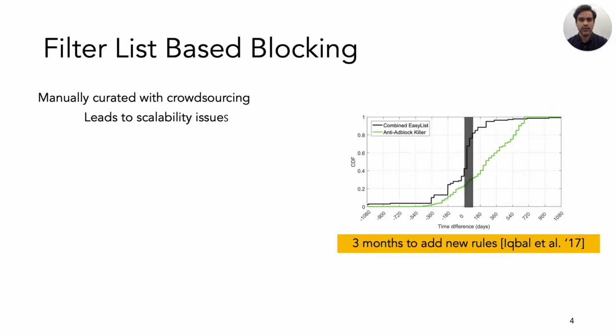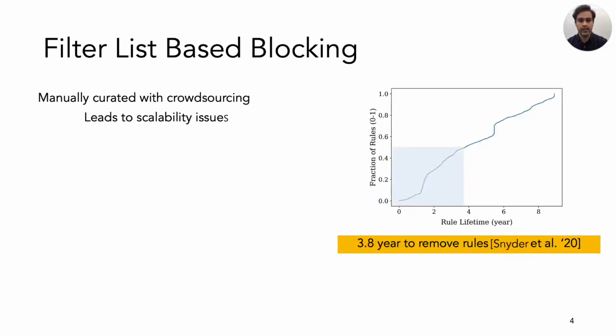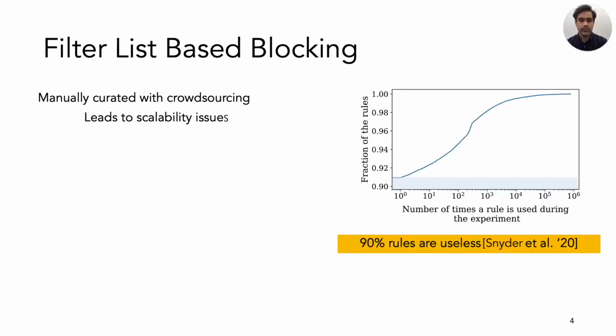Unfortunately, this manual filter list curation process does not scale well. For example, prior research shows that at times it takes as long as 3 months to add rules for newly discovered ads and trackers. Moreover, once a rule is added to the filter list, it is rarely removed. Even after the ad and tracking domain no longer serves ads and trackers, it takes as long as 4 years to remove unused rules from filter lists. The presence of unused rules leads to staleness. A recent study showed that almost 90% of the rules in filter lists are rarely or never used.